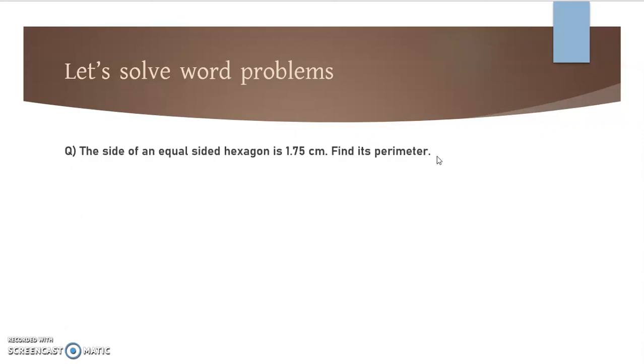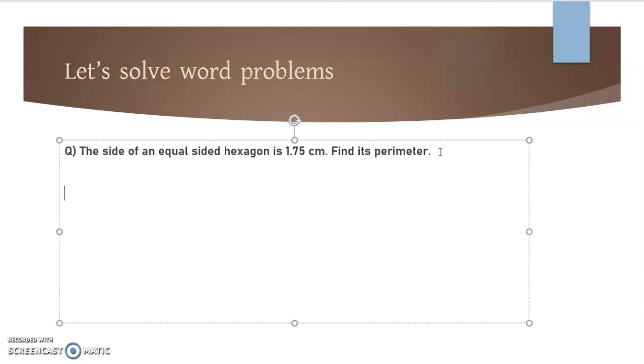Next question. The side of an equal sided hexagon is 1.75 centimeters each side. Number of sides: it's a six-sided hexagon. Hex means six. So the perimeter is supposed to be 6 into 1.75. Let's do 175. Our answer is supposed to have two decimal points, into 6.